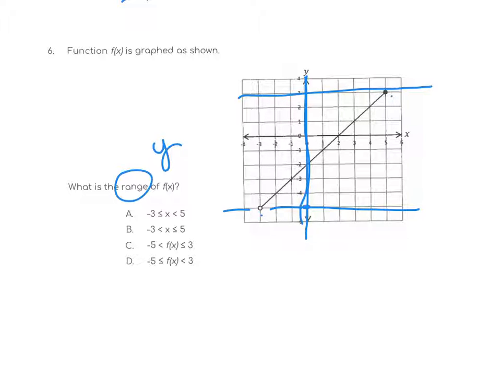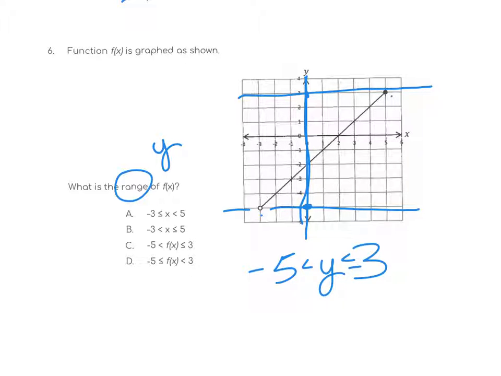So I'm going from -5 to +3. I need y in the middle. And then this is just less than, because it's open circle. That's less than or equal to, because it's closed circle.